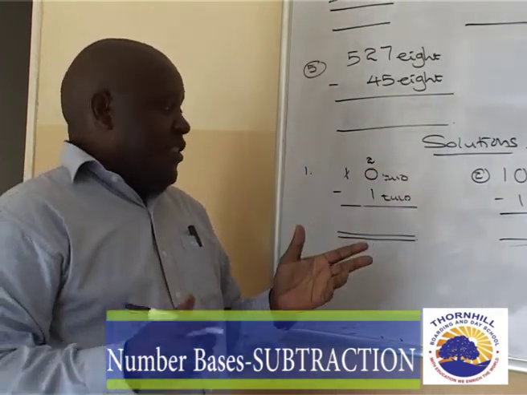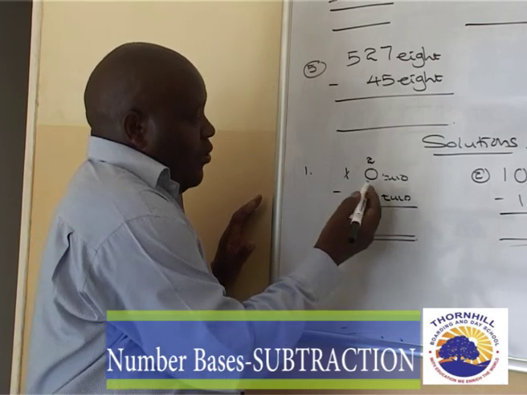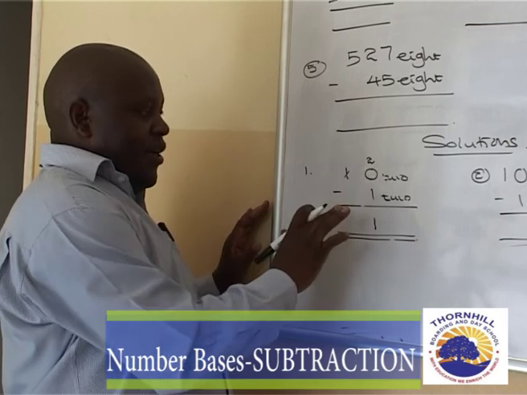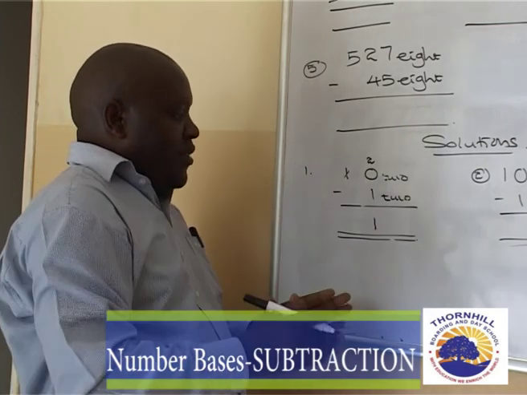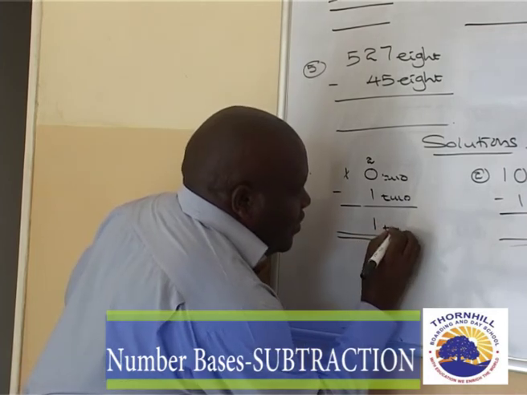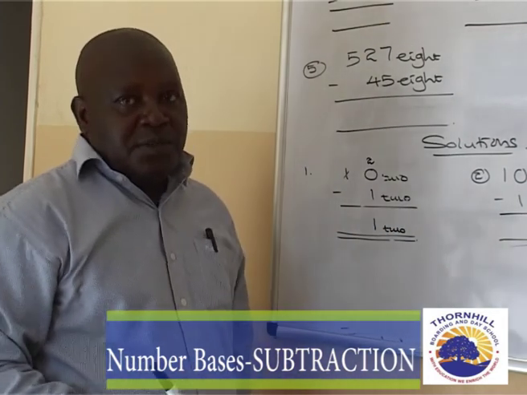Then we can do the subtraction. 2 take away 1 gives you 1. Here, there is nothing. So nothing take away nothing gives you nothing. We can write 0, 1. It still means the same. So our final solution here is 1 base 2.